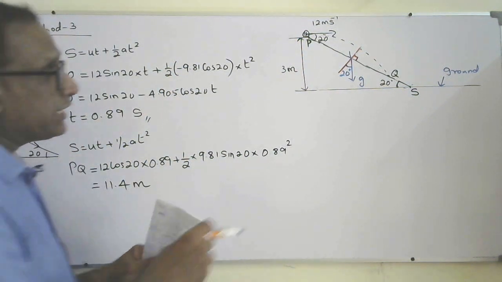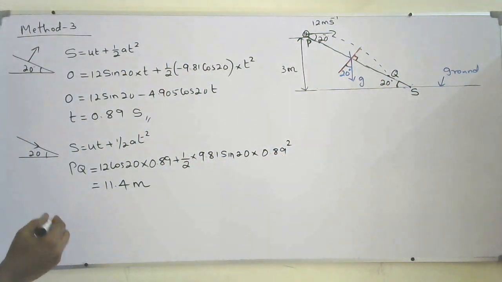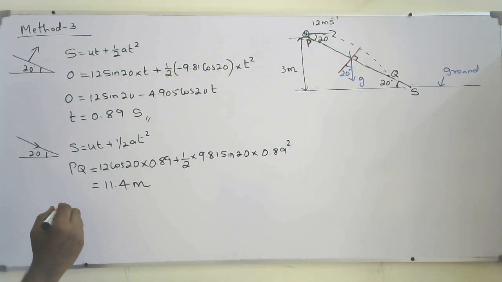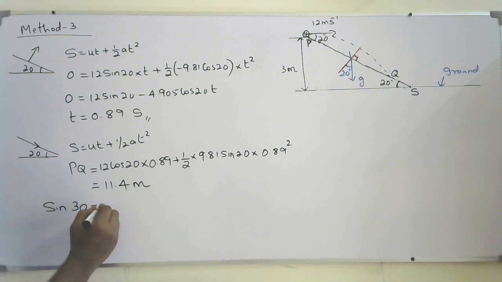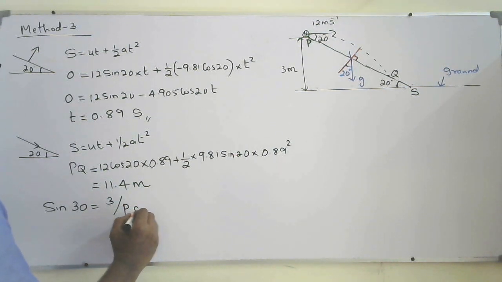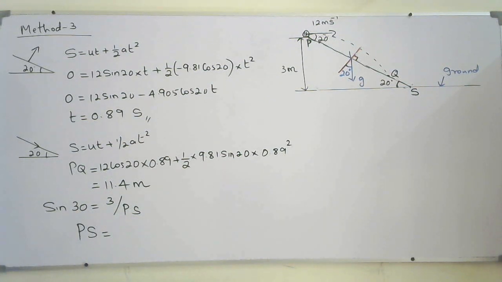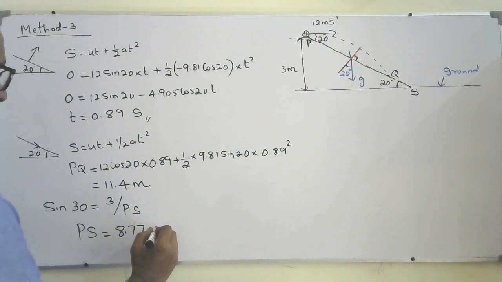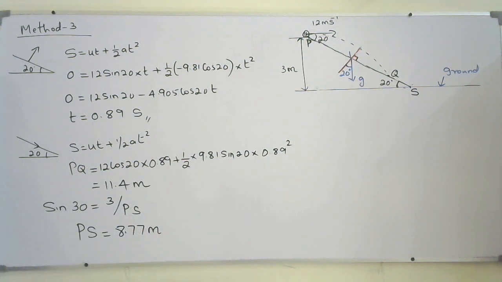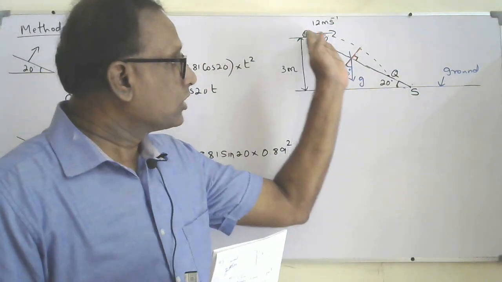So that means the point at which it hits the slope from the initial point will be 11.4 meters. So according to this height and this angle, we will find the length PS. We can find it by using sin 30. Sin 30 will be equal to 3 over PS. So PS will be equal to 8.77 meters.